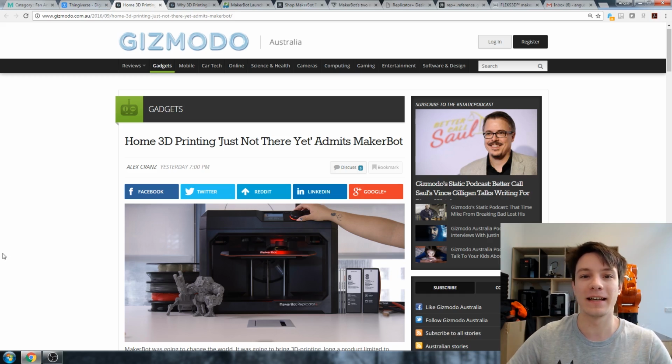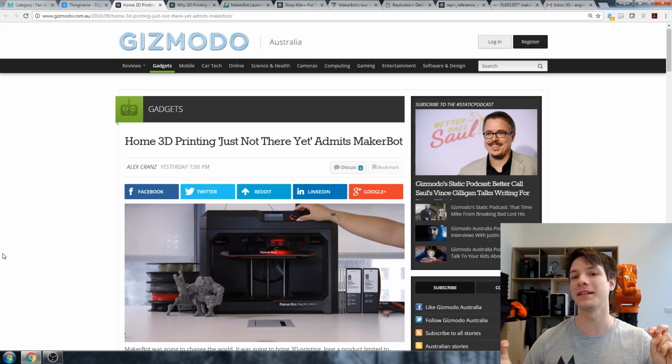MakerBot has just released their latest generation of 3D printers and declared that they're no longer targeting home users and instead moving to the business and education space.